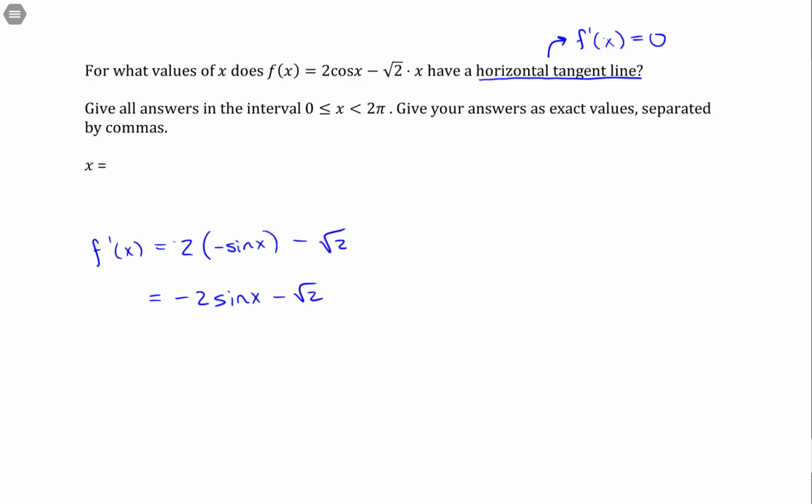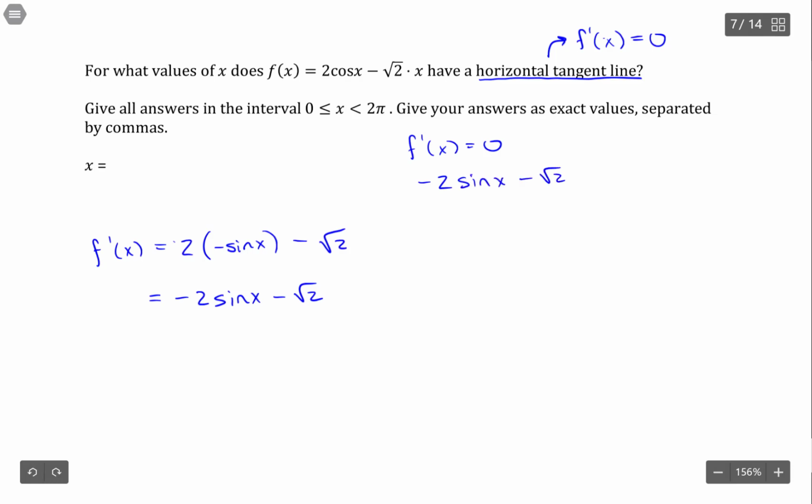Now, the next step I need to do is set this equal to 0. So I need to take my derivative, set it equal to 0 to find these horizontal tangent lines. So negative 2 sine x minus root 2 equals 0. And let's solve. So negative 2 sine x equals the square root of 2. And then we divide both sides by negative 2. So I have sine x equals negative root 2 over 2.